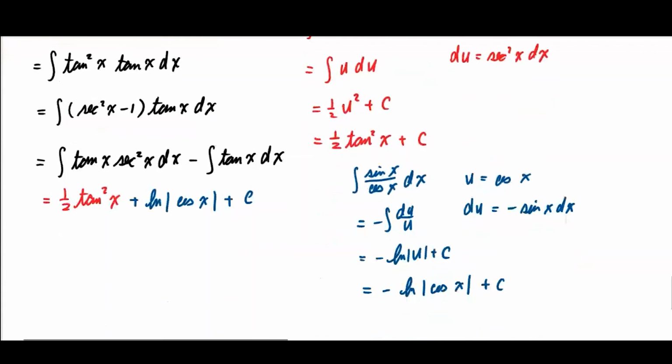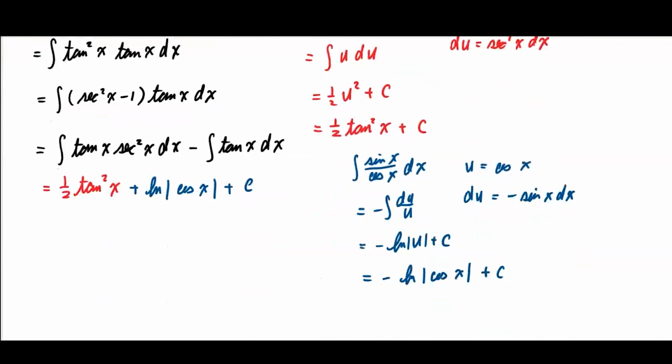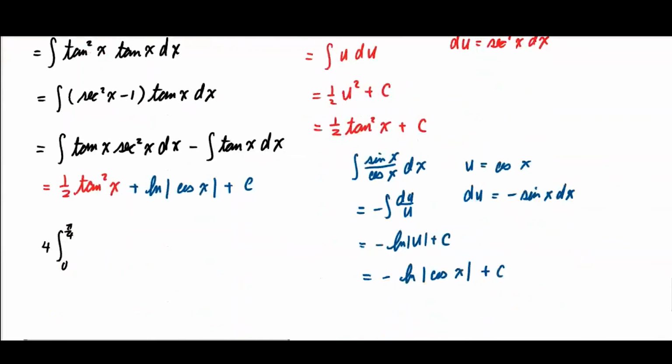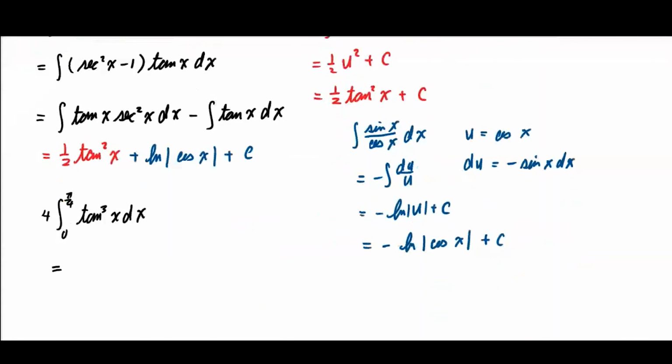So finally come back to, so 4 times the integral from 0 to pi over 4 of our original tangent cubed x dx will turn out to be, okay, do I want to keep this for distribute? Nah, I'll just keep it outside. And then we have 1/2 tangent squared x plus ln absolute value cosine of x, and then from 0 to pi over 4. So far so good?